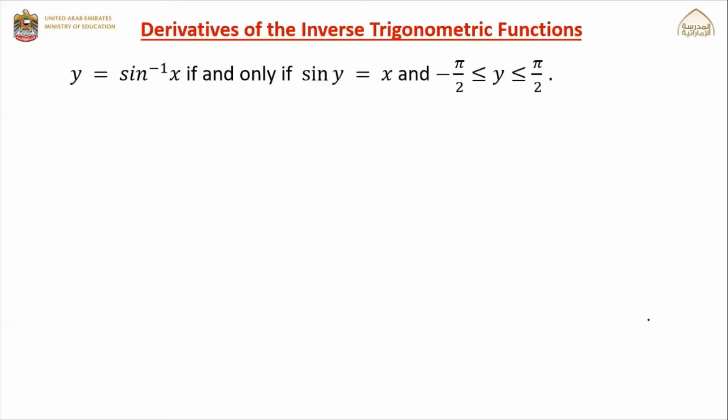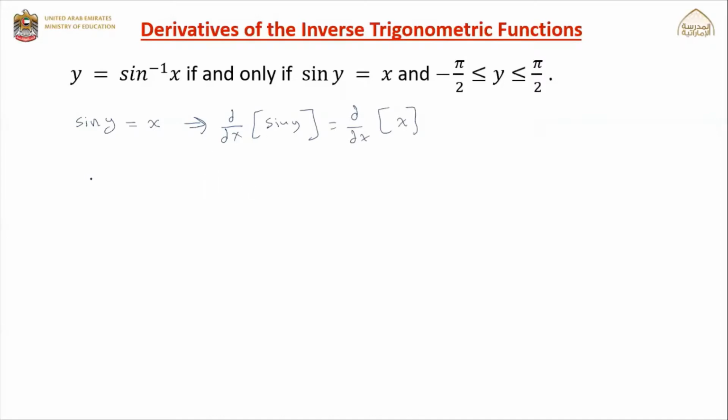Y equals sine inverse x if and only if sine y equal x and y it's between negative pi over 2 and pi over 2. I will start from sine y equal x and using implicit differentiation to find y prime. So d by dx for the left side, which is sine y, equal d by dx for the right side, which is x.